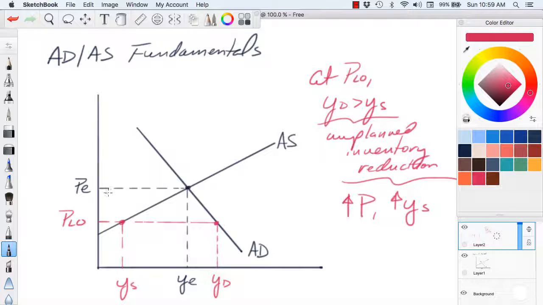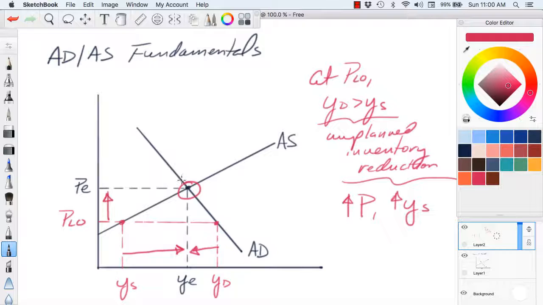Okay, so when inventory levels are too low, when sales are too strong, when profits are very strong, it's likely you're going to see prices start to rise. And as prices begin to rise, real GDP supplied is going to rise. But as prices rise, real GDP demanded will actually decrease. And again, we move towards equilibrium.